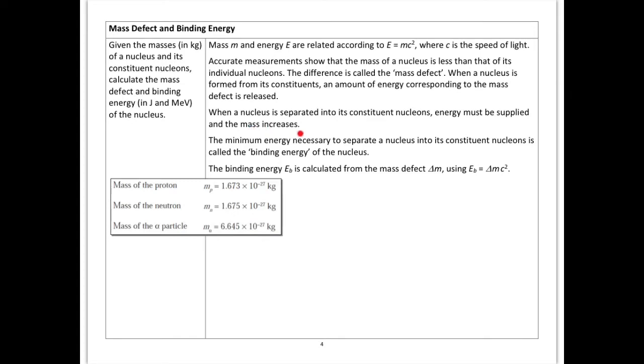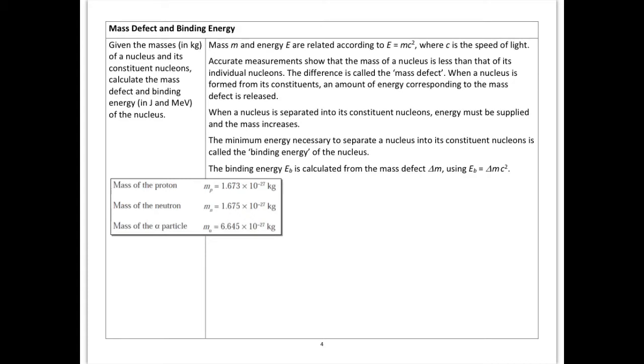Conversely, if we want to split a small atom apart, and we're just talking about small atoms here, we'll talk about nuclear fission later on with bigger atoms, but if we want to split an atom back into its nucleons, the individual protons and neutrons it's made of, energy must be supplied, and the mass at the end of those protons and neutrons will be greater than the initial mass of the nucleus that we split. So the minimum energy necessary to separate a nucleus into its constituent nucleons is called the binding energy of a nucleus. The binding energy is calculated from the mass defect using EB equals delta m c squared.